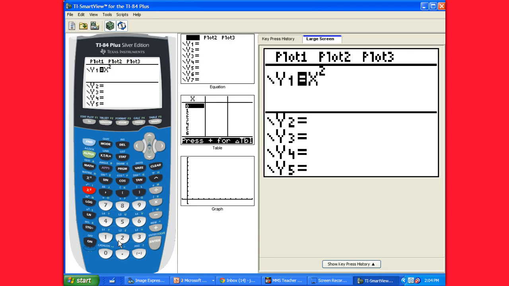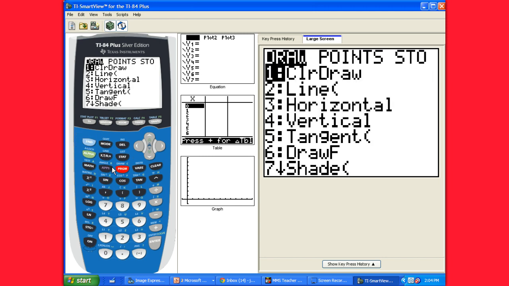All right, so our equation was y equals x squared. So we'll load that into y equals. If you'll notice right above program, you have a draw button. So I'm going to go to second program, which will give me my draw menu. And I'm going to come down here to option number 5, tangent.